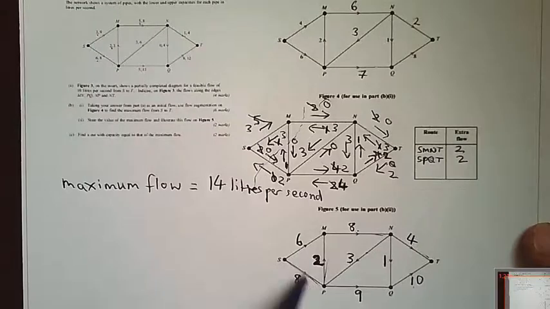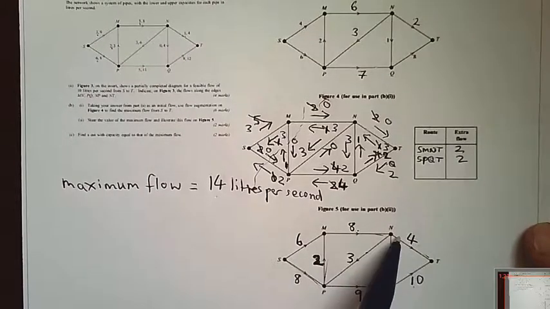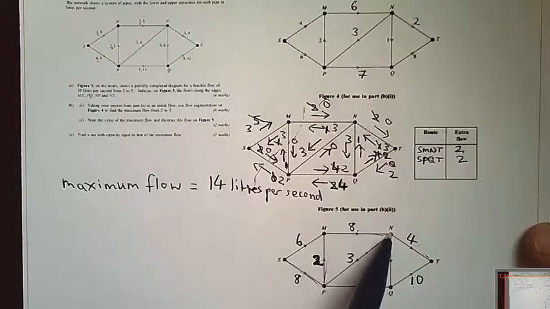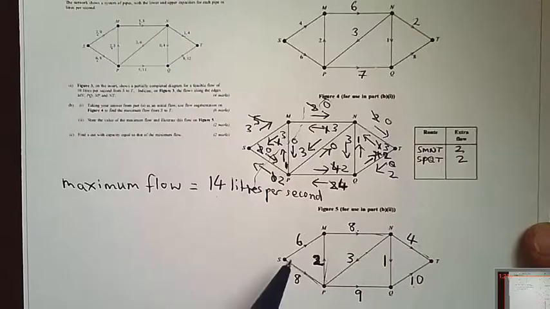14 out of the source, what we expect, 14 into the sink. 8 going to M, 8 coming out. 8 and 3 going to P, 11, 2 and 9, 11 coming out. 8 going to N, 4, 1 and 3, 8 coming out. And 10 going to Q, 10 coming out. So job done.